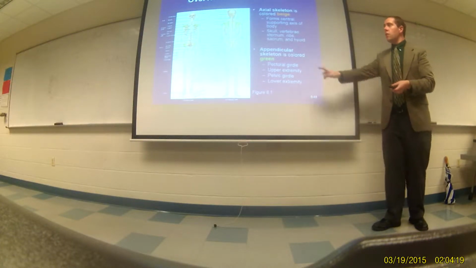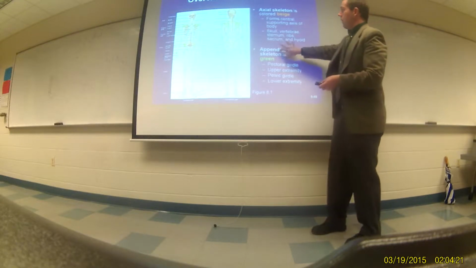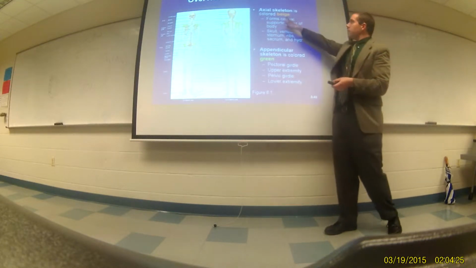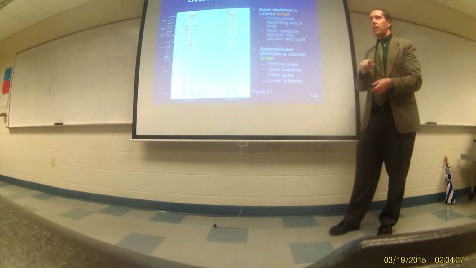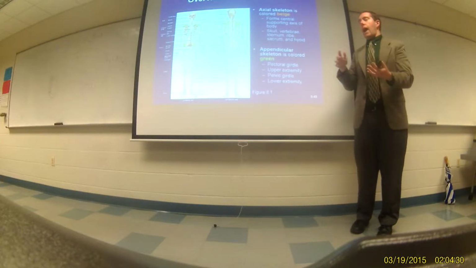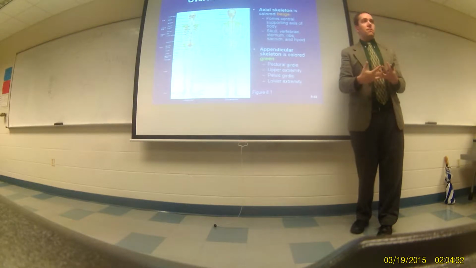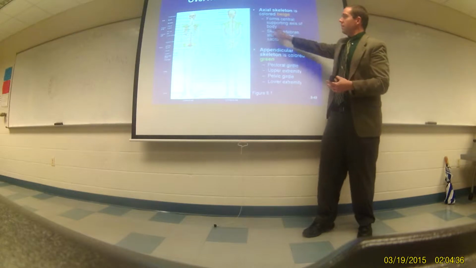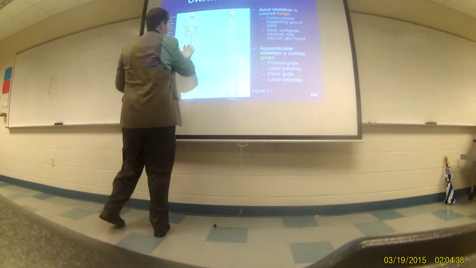Okay? First thing we're going to talk about are the two parts of the skeleton. We have an axial skeleton and an appendicular skeleton. Appendicular is like your appendages, your arms, your legs. Your axial skeleton is going to be everything else.